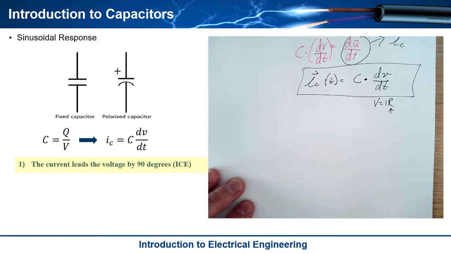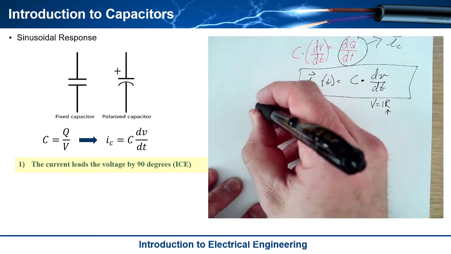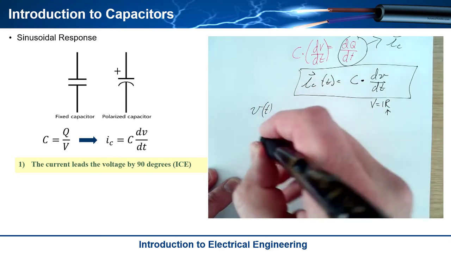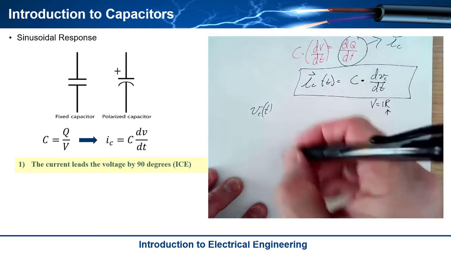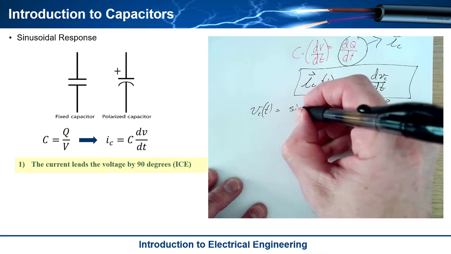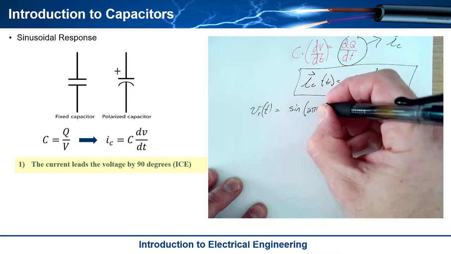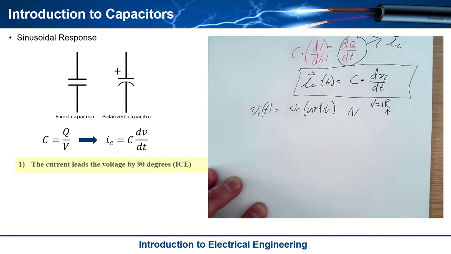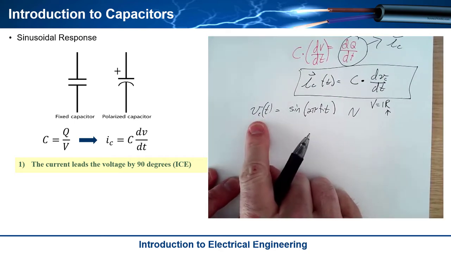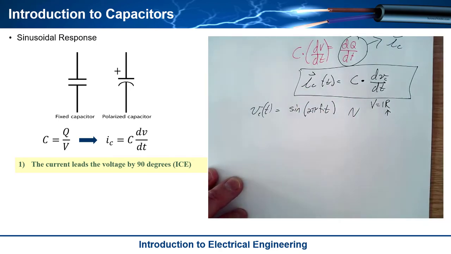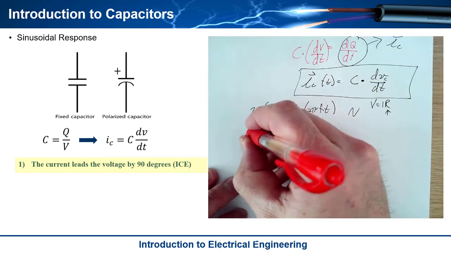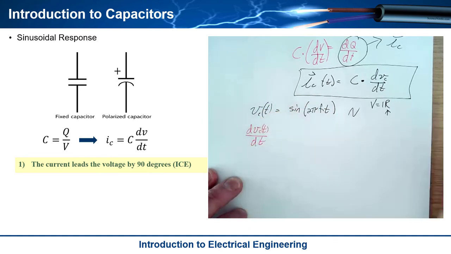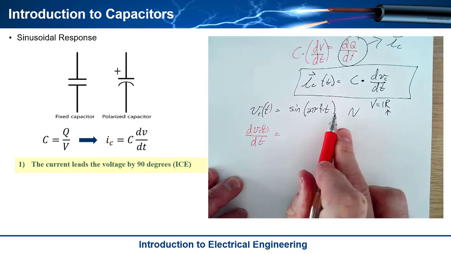To see that, usually you do a simple test case. I put in V of t across the capacitor, and I'm going to say it is sine of 2 pi ft. So that's some sine wave across the capacitor. I'm going to find what the current is, so I take the derivative of VC with respect to time.